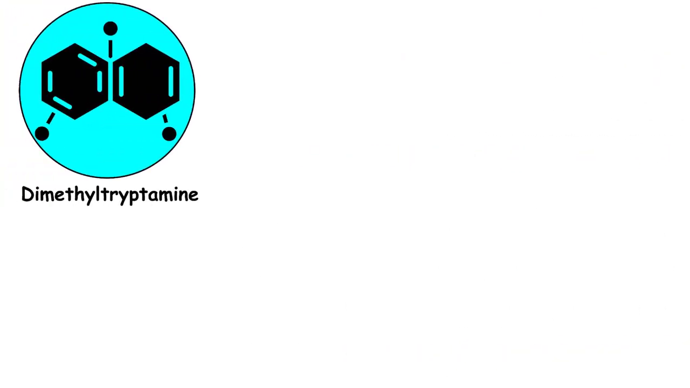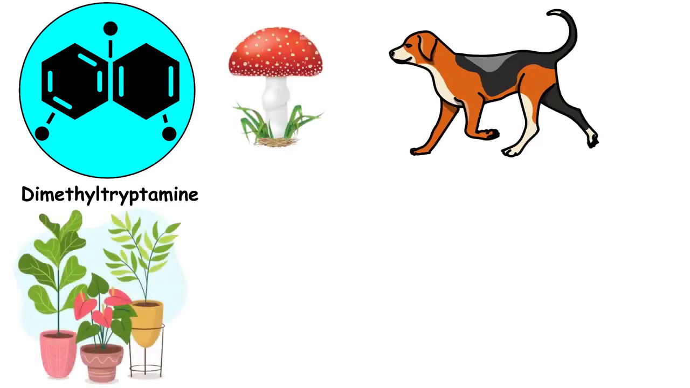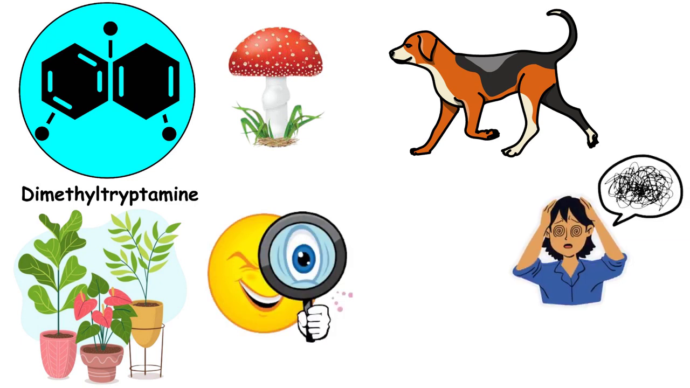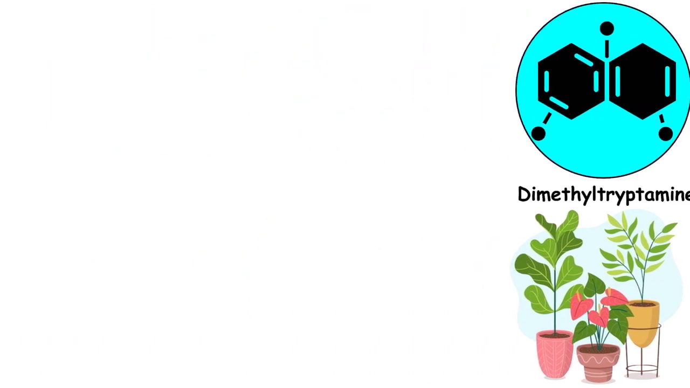Dimethyltryptamine. Dimethyltryptamine, DMT, is a powerful hallucinogenic compound found naturally in certain plants and animals. It can induce profound spiritual experiences, visual and auditory hallucinations, and altered states of consciousness when ingested or smoked.